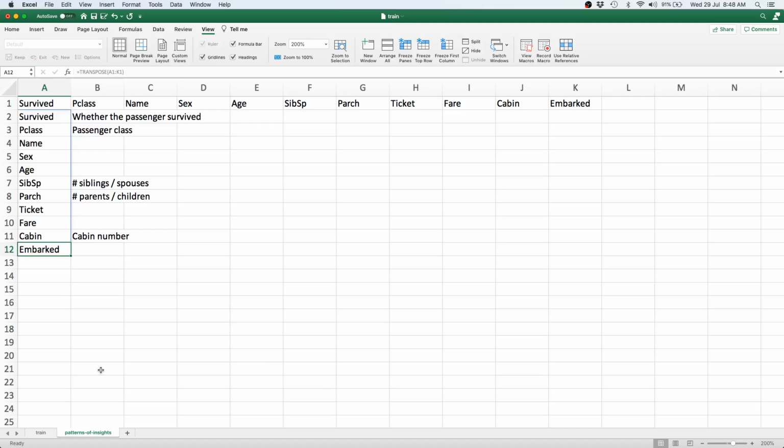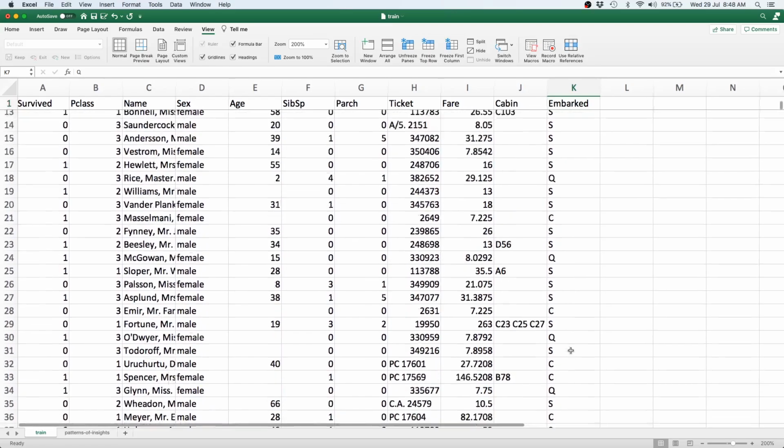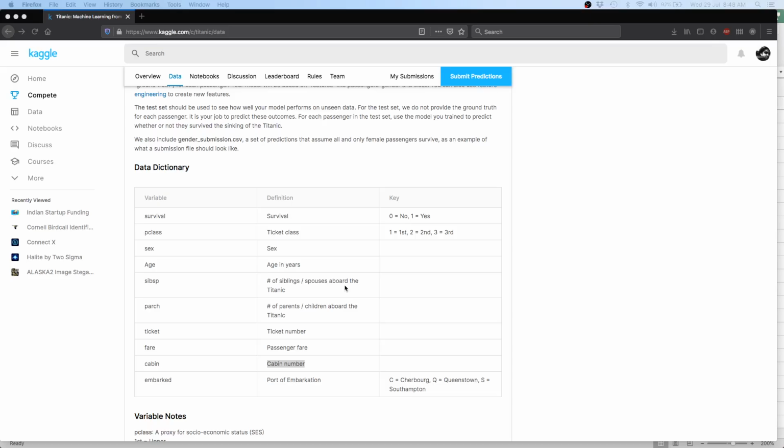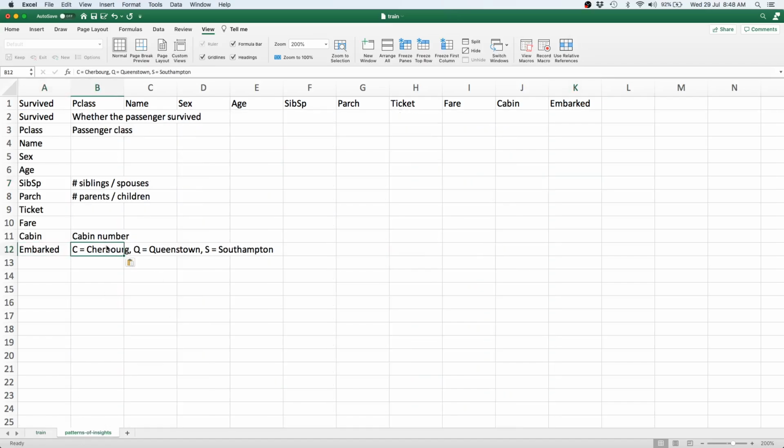If you go back to the original data set, which is in this particular sheet, we see that embark contains S, C, and Q, three different unique values that keep on repeating. And the website tells us that C is Cherbourg, Q is Queenstown, and S is Southampton. So let's just copy this and paste that into our data dictionary.